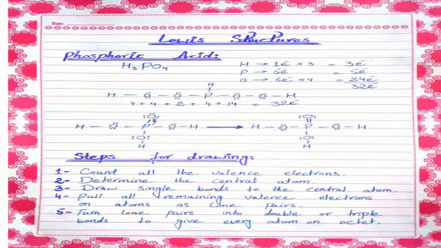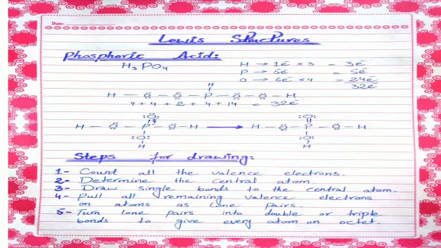Firstly, for phosphoric acid, H3PO4 is the formula. Hydrogen has one valence electron, and it will be multiplied by 3 because in this structure hydrogen has 3 atoms. Next, phosphorus has 5 valence electrons and oxygen has 6 valence electrons. We will multiply it by 4 because there are 4 oxygen atoms. Next, we will discuss the steps for drawing the structure.